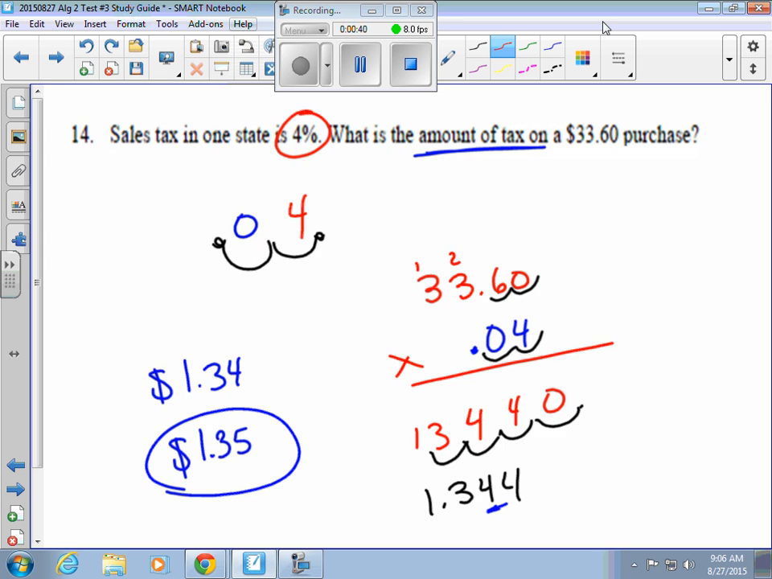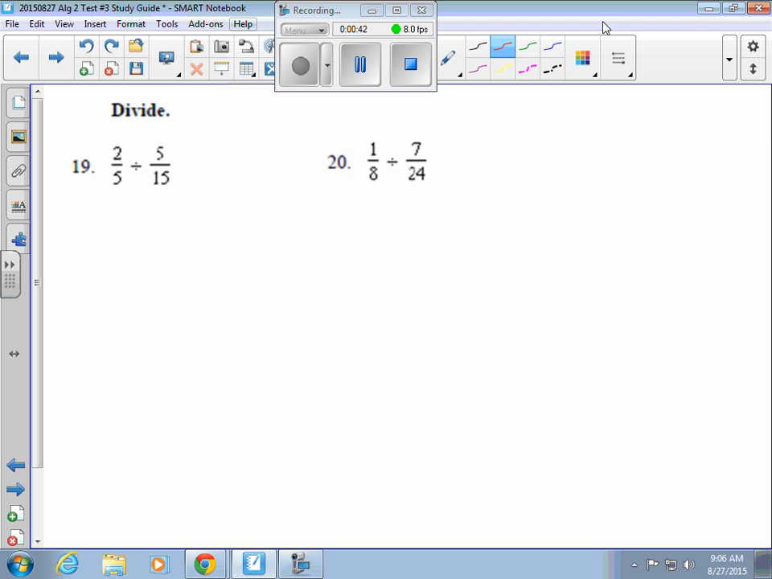Okay, let's jump back to the number where video 2 actually starts. Number 19 says 2/5 divided by 5 over 15. Remember with this, anytime you divide fractions, you leave the first fraction alone, 2/5. You change division to multiplication, and you multiply by the reciprocal. Fancy word, that means flip it over. 15 over 5 instead of 5 over 15.